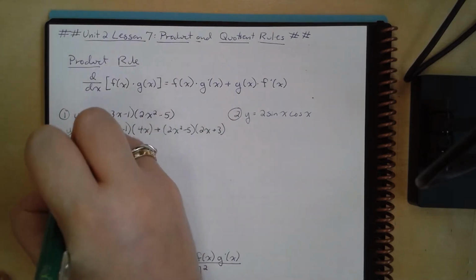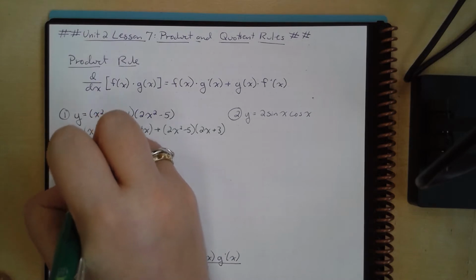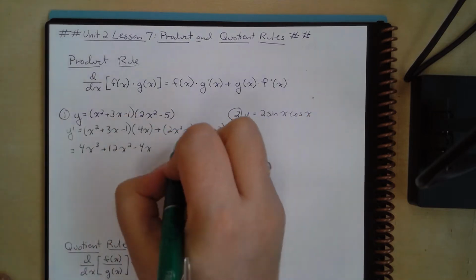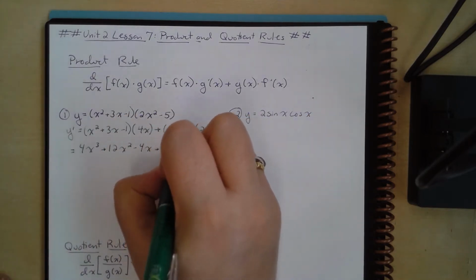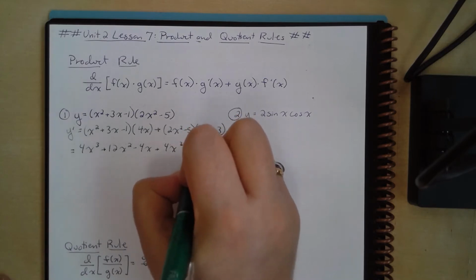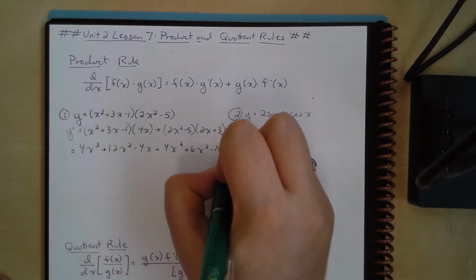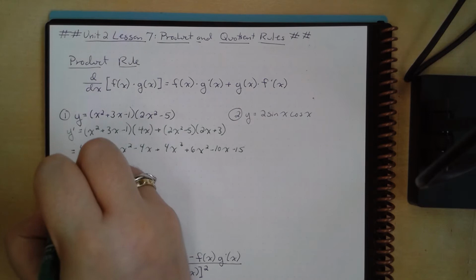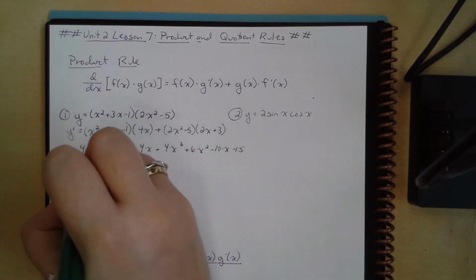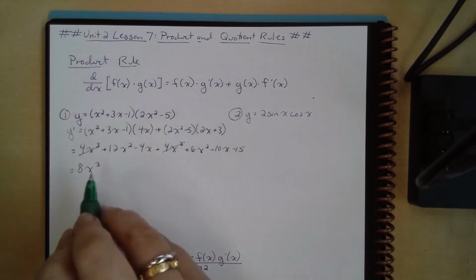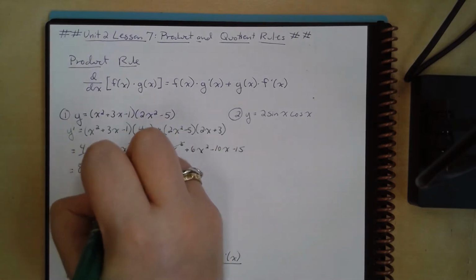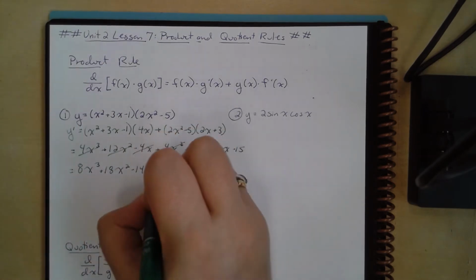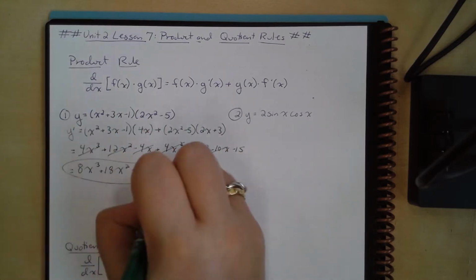And I can multiply through here and simplify a little bit. It looks like I'm going to have 4x cubed plus 12x squared minus 4x. And then here I'm going to have 4x cubed plus 6x squared minus 10x minus 15. And I'm going to simplify even further and just combine like terms. So I have 8x cubed plus 18x squared minus 14x minus 15. And that's my derivative.